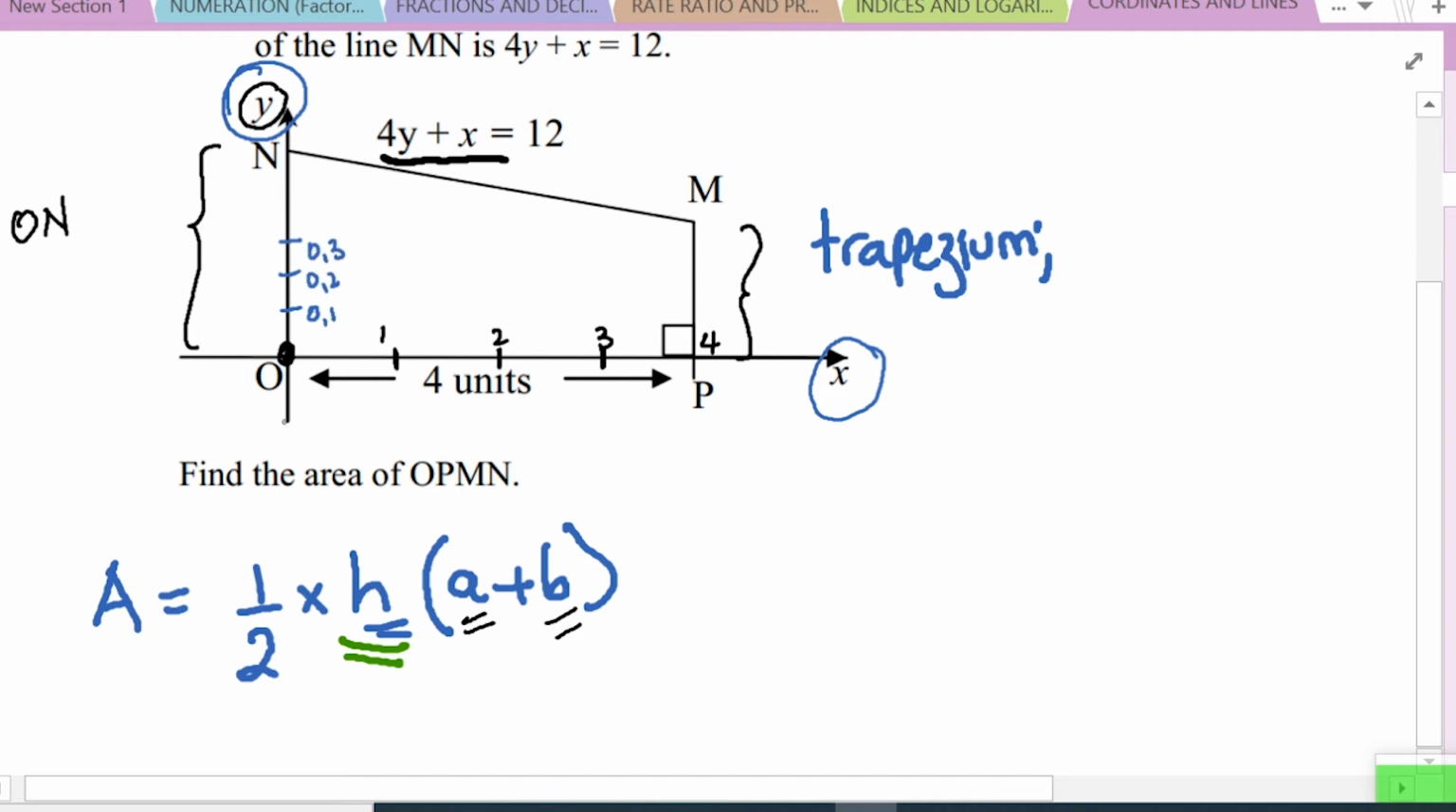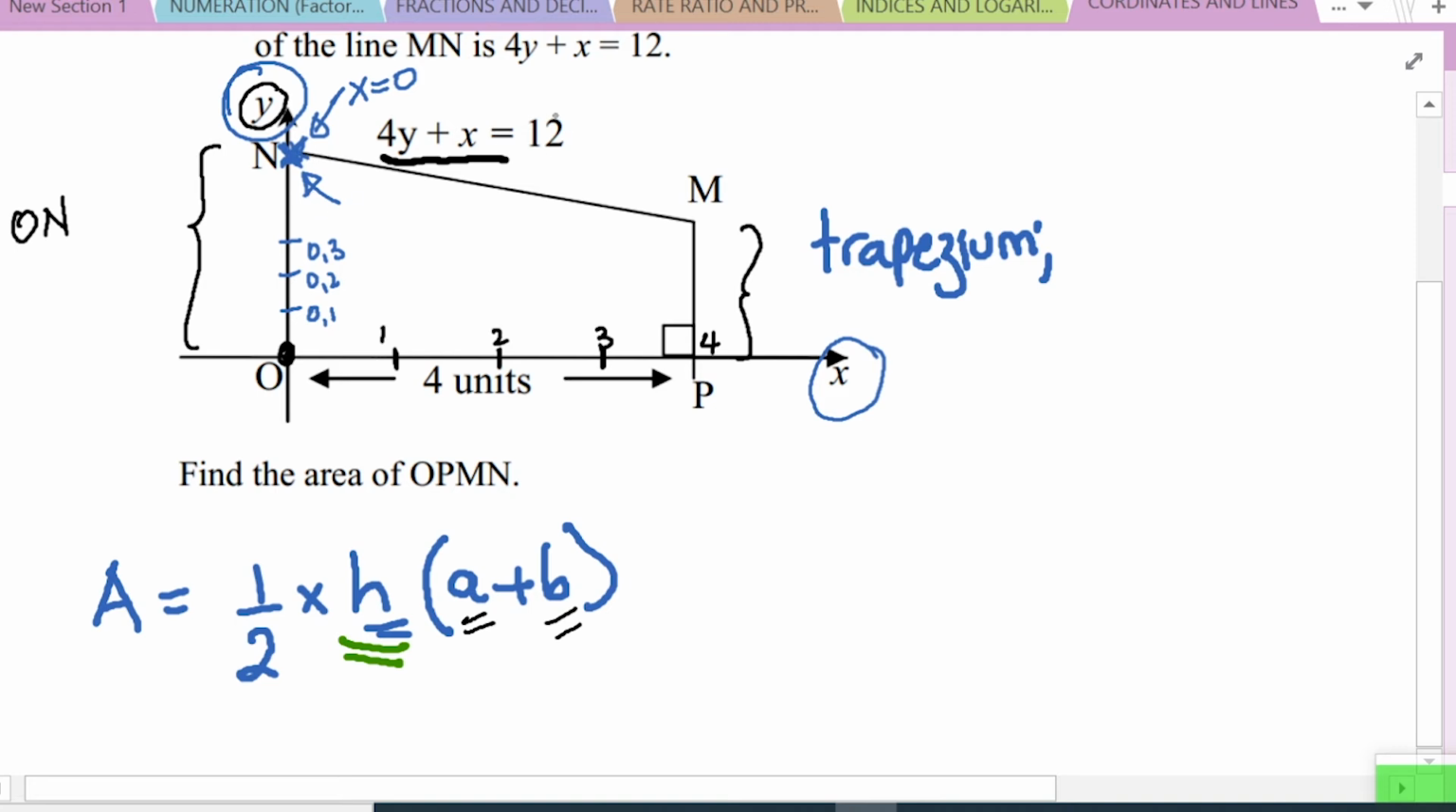In other words, all points, all values of x along the y-axis are equal to 0. So what we have to do is find out what the value of x is at this point. I mean, what's the value of y at this point? Because we know that at that point, the value of x is 0 at the y-axis, right? The value of x is 0 at that point. So what is the value of y at that point?